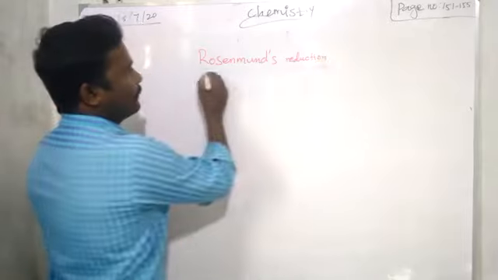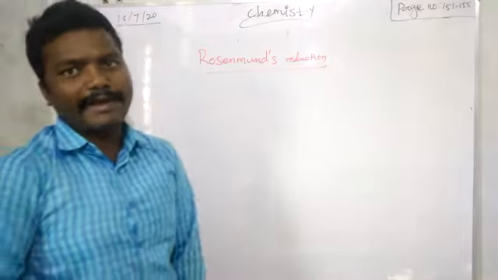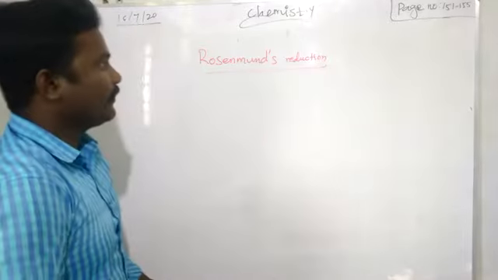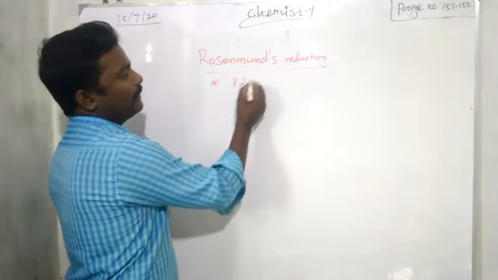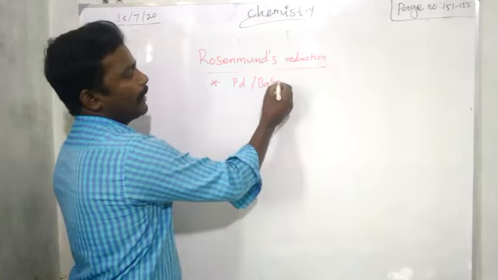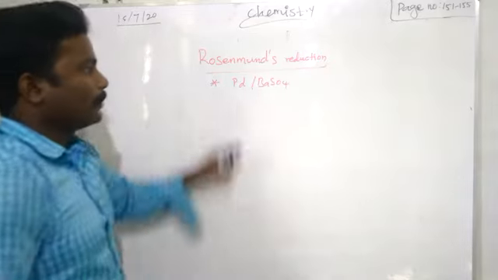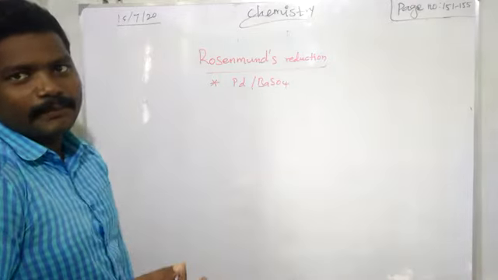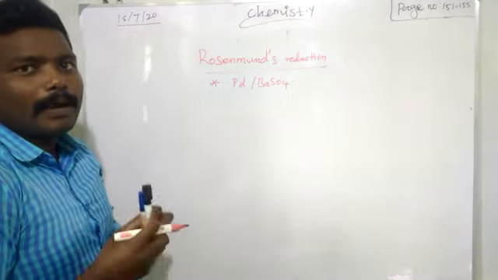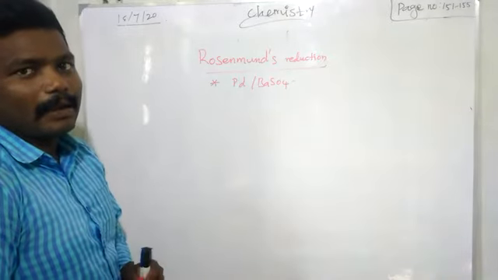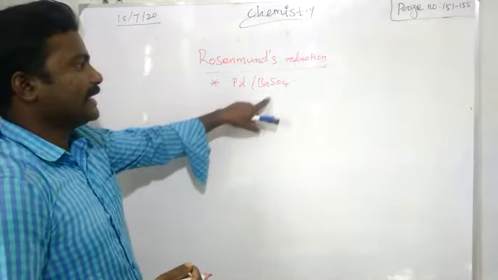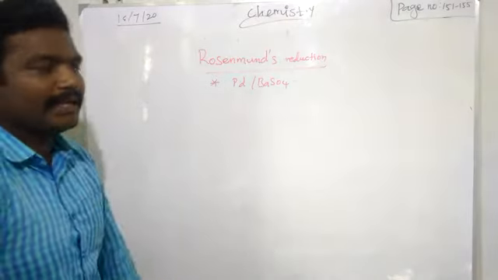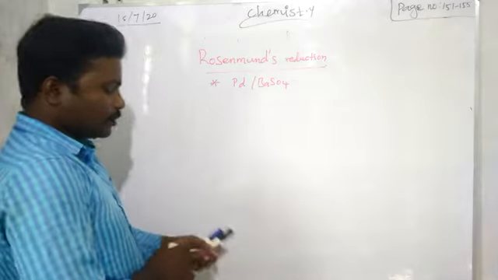Rosenmund reduction. Reduction means addition of hydrogen. Here we are going to use the catalyst palladium on barium sulfate. Palladium is the only catalyst, but we need to apply a limited amount of palladium. For that we use barium sulfate as a catalytic poison. Right, I will tell the reason.